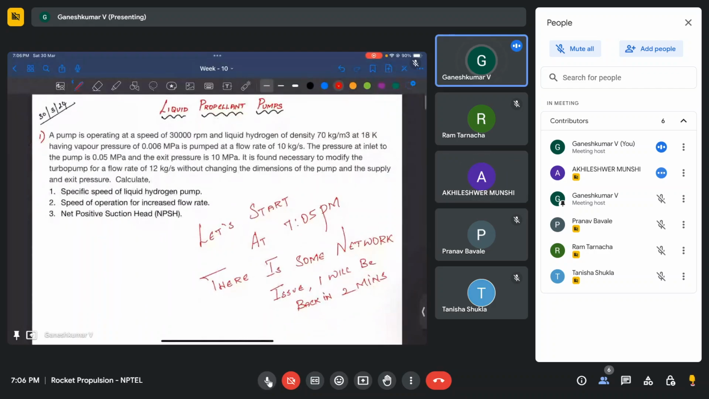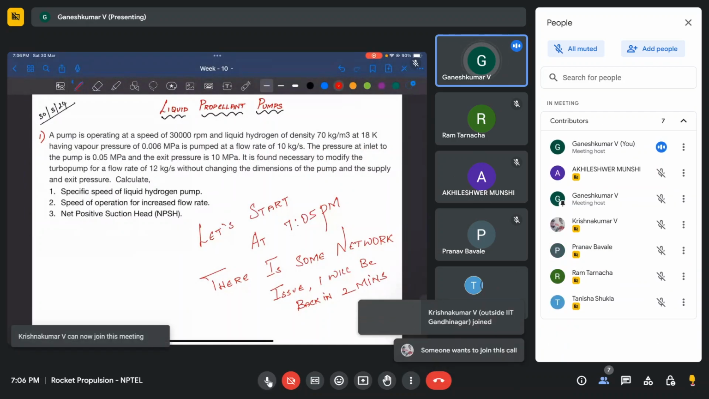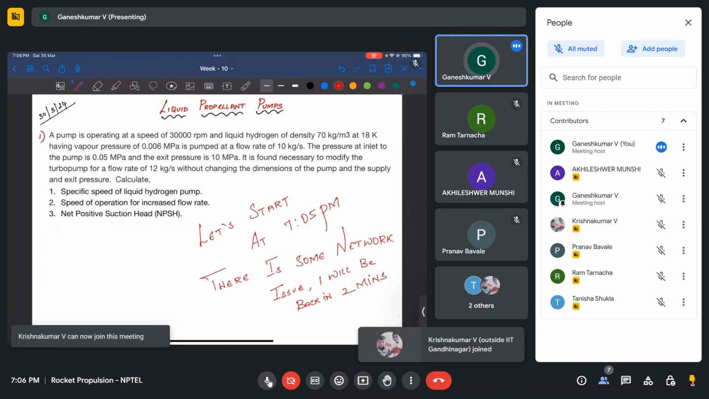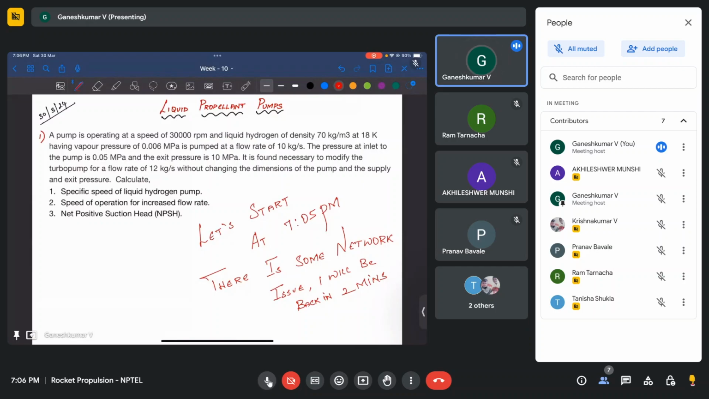So it seems there is a network issue. So maybe I will not switch on my camera today. If the internet network issue improves, maybe I will switch on my camera. So without further delay, let me start the session today. I'm just checking my recording.